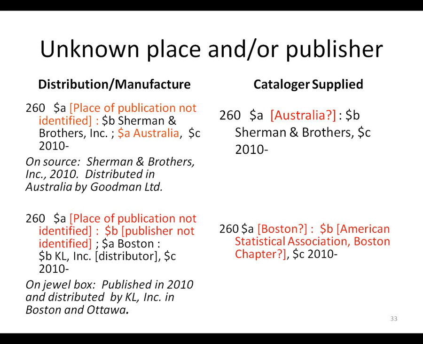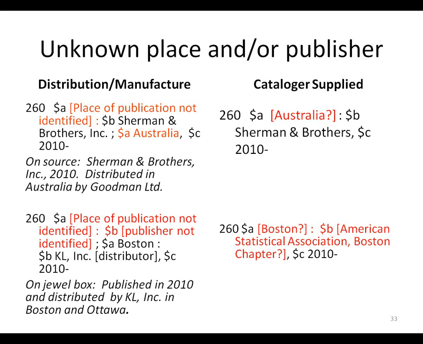In the first case, you can see that there is no explicit publication statement on the source. There's no publisher statement, there's no place of publication, and there is a publication date. There's only a distribution statement for the place. Now the cataloger, following RDA, can put a statement saying place of publication not identified, and if there is no publisher statement or date statement, then you would have that kind of statement supplied by the cataloger.